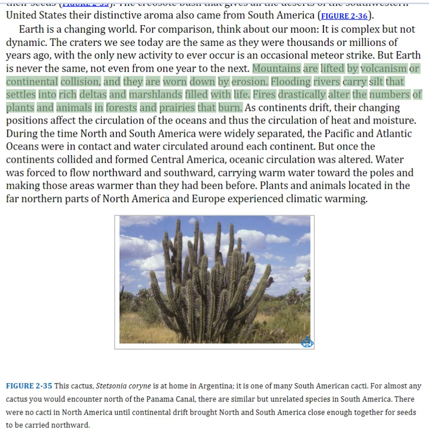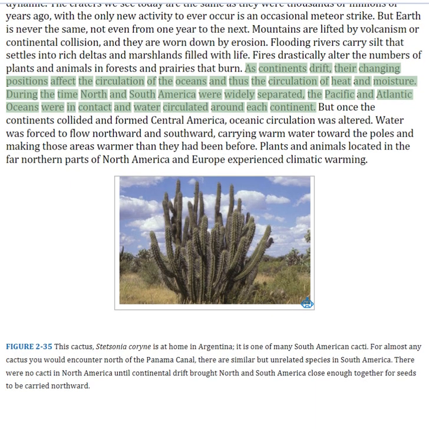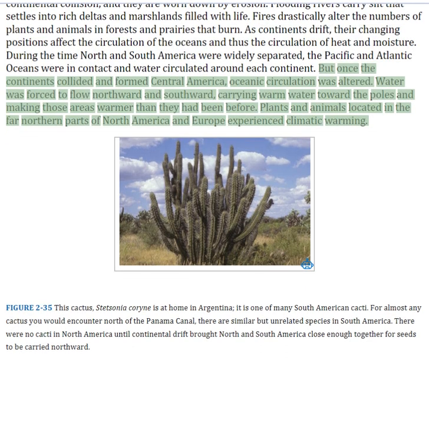Fires drastically alter the numbers of plants and animals in forests and prairies that burn. As continents drift, their changing positions affect the circulation of the oceans and thus the circulation of heat and moisture. During the time North and South America were widely separated, the Pacific and Atlantic Oceans were in contact and water circulated around each continent. But once the continents collided and formed Central America, oceanic circulation was altered.